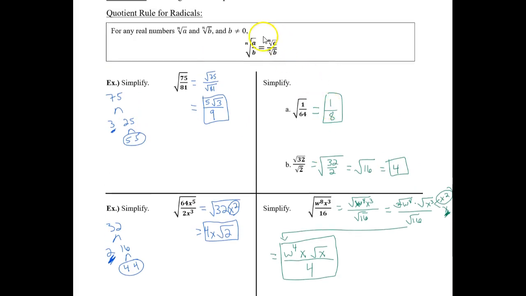Alright, so get used to using that rule, simplifying a fraction first or a rational expression first and then evaluating that radical, or evaluating the radical separately across the numerator and denominator.